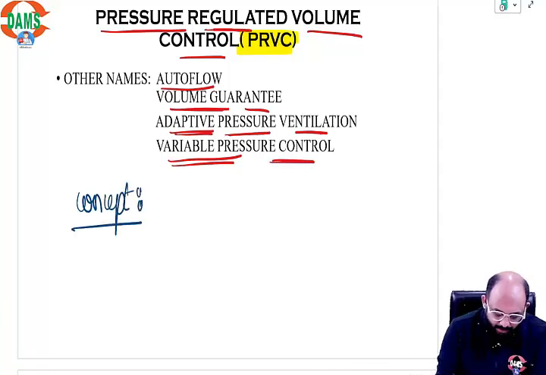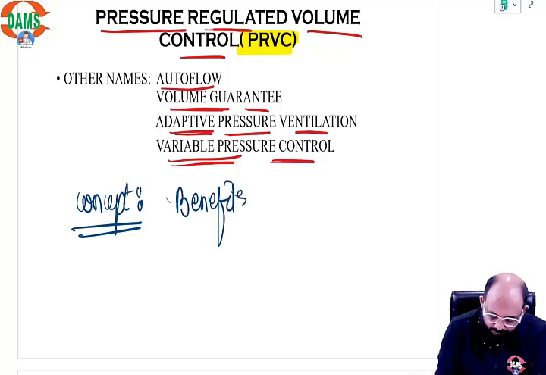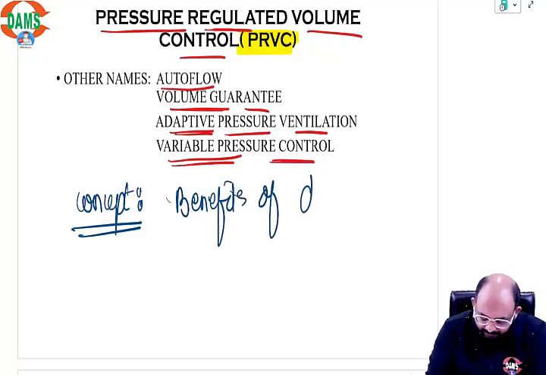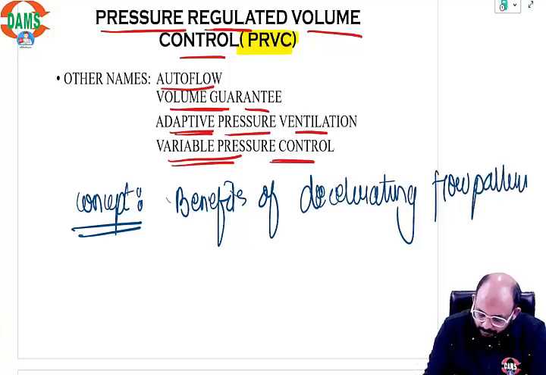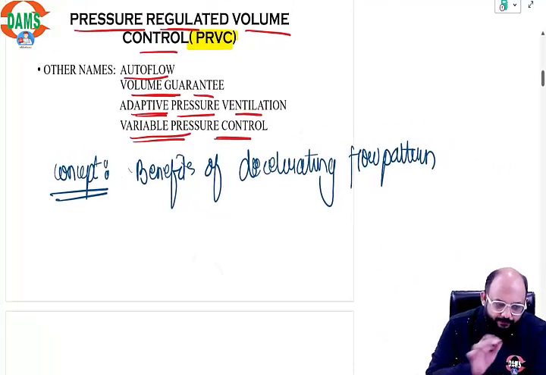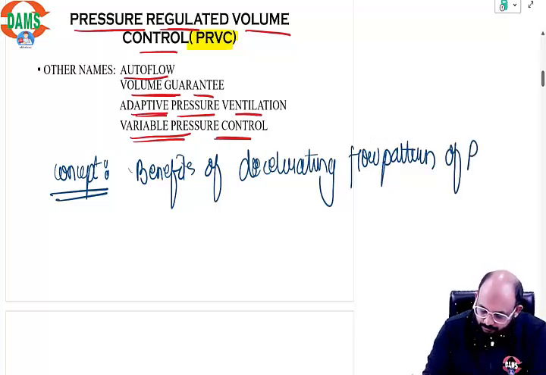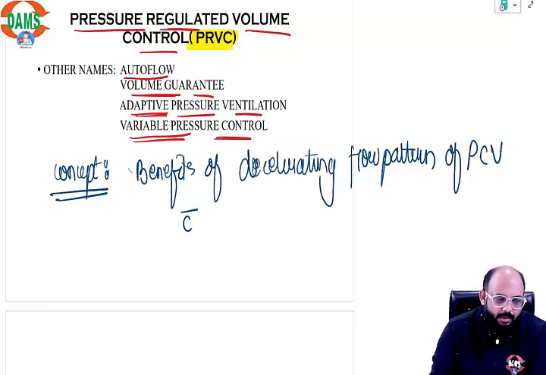Okay, let's look at the concept. This is the part that you have to reproduce in the exam, the concept. What it does is it takes the benefits of the decelerating flow pattern of pressure control with the safety of volume guarantee.